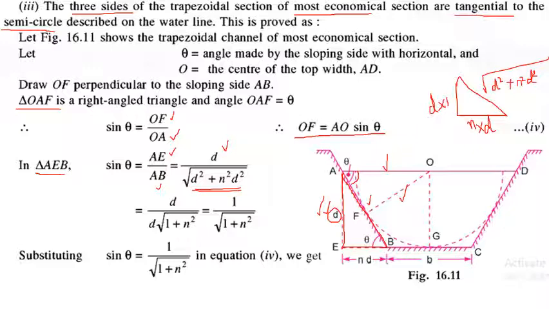Okay, so D is common everywhere, so square goes. That is D by D into 1 plus square root of 1 plus N square. D also gets cancelled. Hence you have 1 by square root of 1 plus N square. So sin theta is equal to 1 by square root of 1 plus N square. This can be substituted elsewhere.